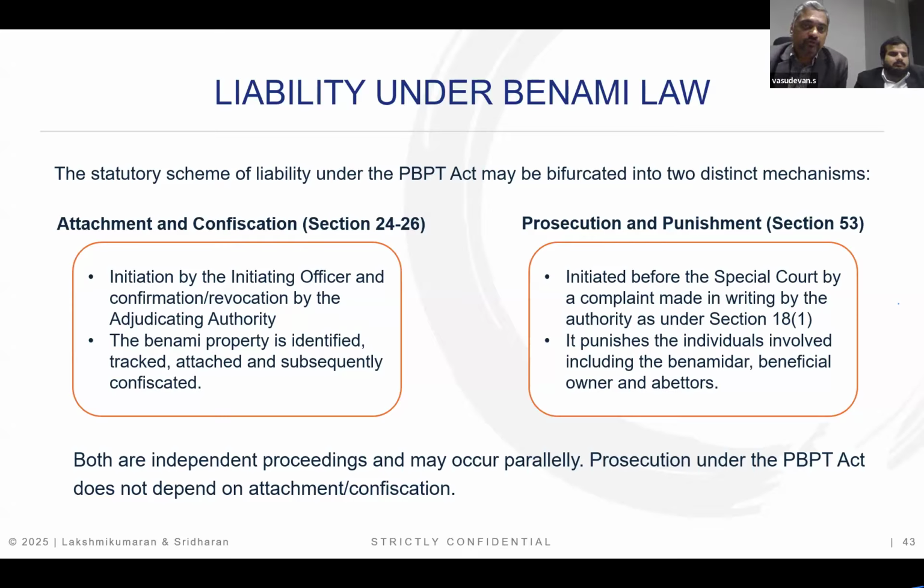What is important to keep in mind is not only the Benamidar and the beneficial owner, but even any other person who has abetted or facilitated these transactions with the knowledge that he is facilitating a Benami transaction, even those people are liable to be prosecuted.